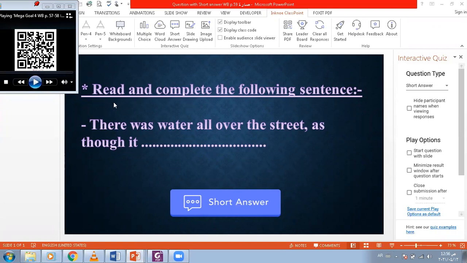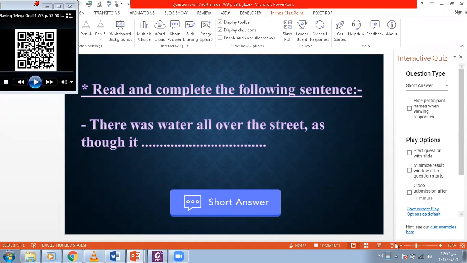طبعا as you see read and complete the following sentence. يعني هنا هتقرا الجمله وتكملها. تمام؟ يعني هتدي هنا الكلمه او الكلمتين او الثلاث، هتكمل الجمله. بيقول لك there was water all over the street as though it. نشوف كده الناس هتجاوب تقول ايه في موقف زي كده.